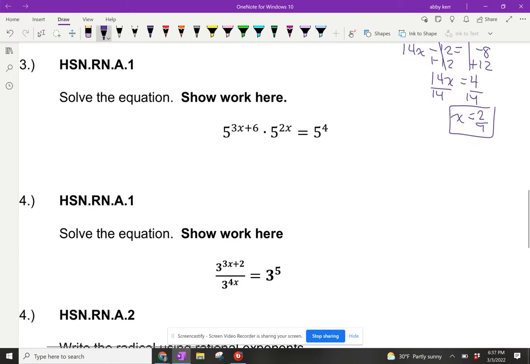Now in number 3, if we multiply the same base, we can add the exponents. So we're going to add the first exponent, 3x plus 6, plus 2x equals 4. We're going to combine like terms. It's going to be 5x plus 6 equals 4. And then minus 6 on both sides, and now it's a one-step equation.